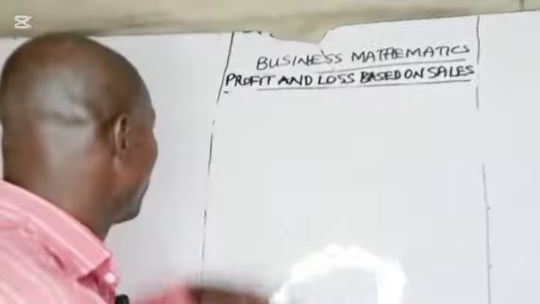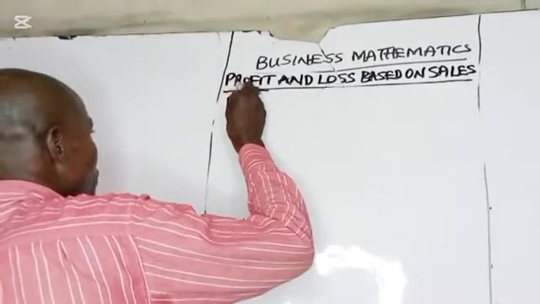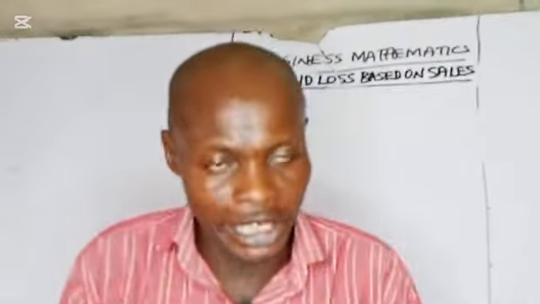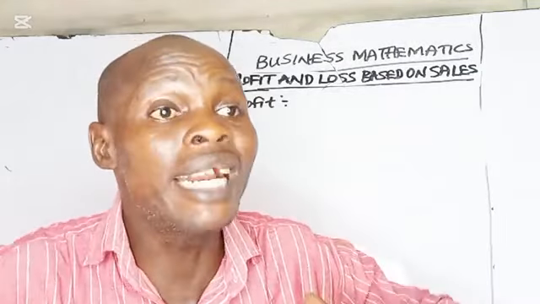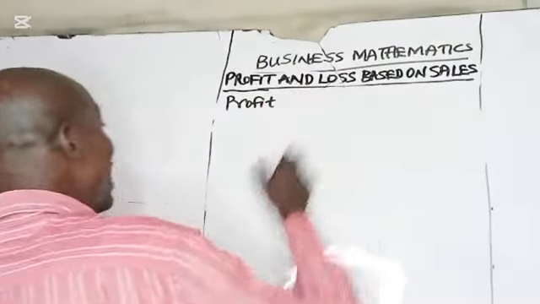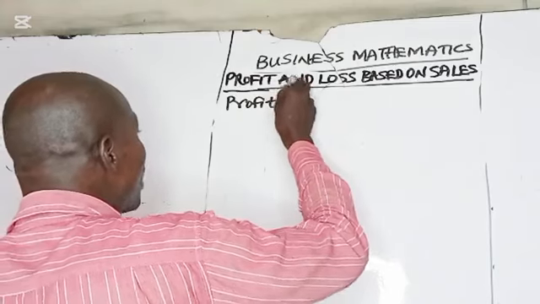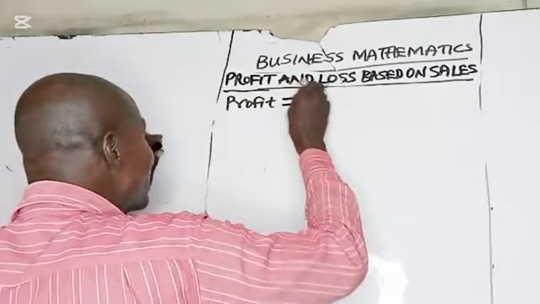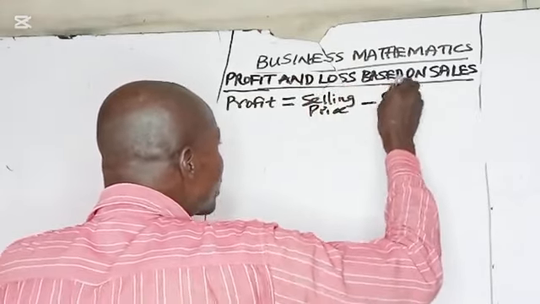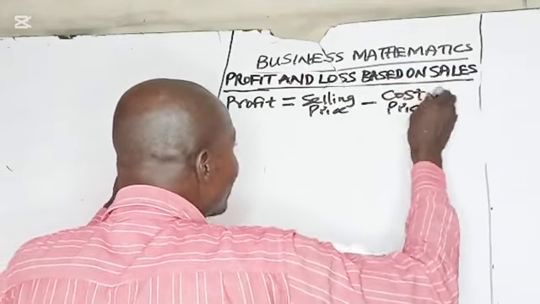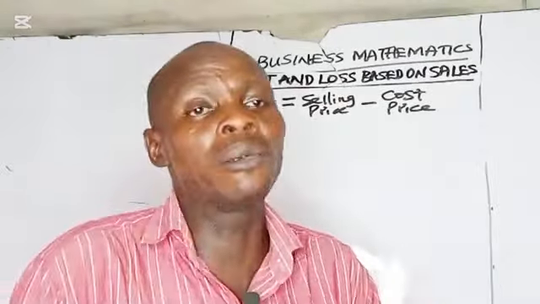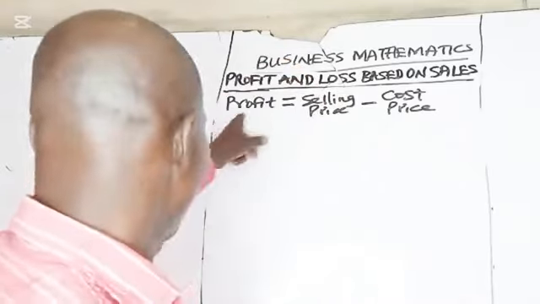So, what do we mean by profit? Profit is the amount gained for selling an item more than its cost price. That means profit equals selling price minus cost price, or you can say sales value less cost price. When an item is sold higher than its cost, then you have a profit.